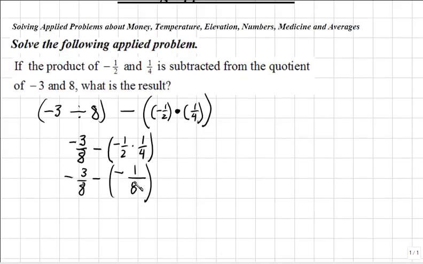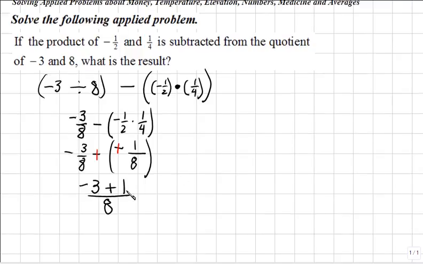To subtract two signed numbers, we'll change this to an addition problem by changing the sign of the second number. So this will become plus a positive. So we now have negative 3/8 plus 1/8. To add fractions, we need common denominators, which we have, which means we'll add or subtract the numerators divided by the common denominator. So this will become negative 3 plus 1 all over the common denominator of 8.